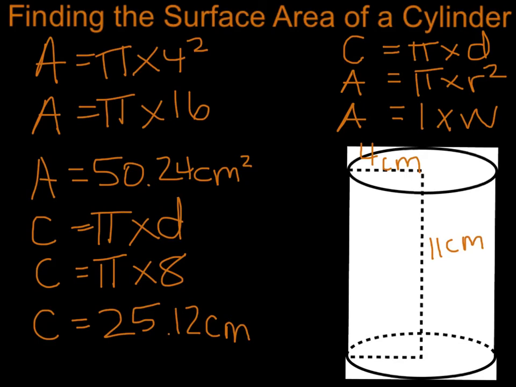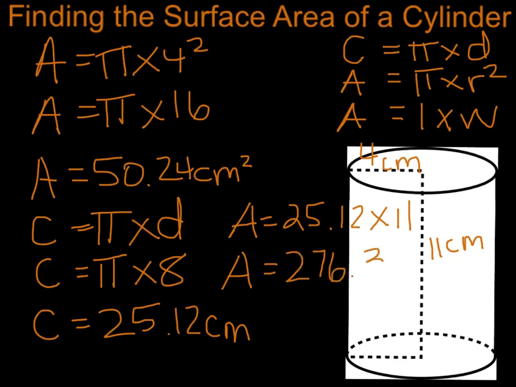Now that I know the length of the side of my rectangle, I need to find the area of the entire rectangle. In order to do that, I am going to use the formula for finding the area of a rectangle, which is A equals length times width. A equals 25.12 times 11, because that's the height of this cylinder. When I multiply these two numbers together, I find that the area is 276.32 centimeters squared.